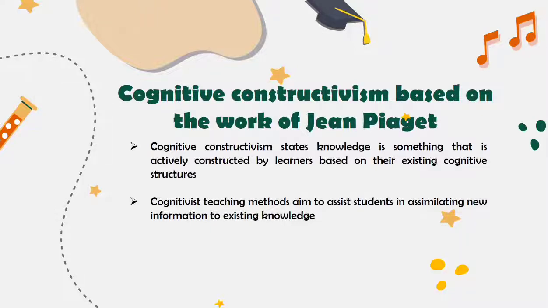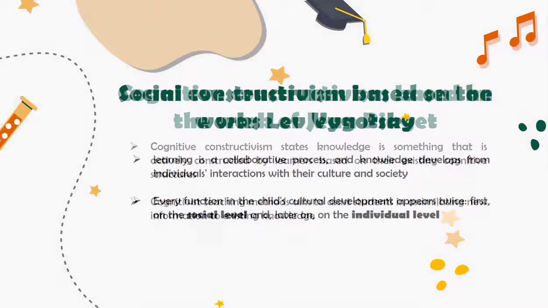It has the stages of cognitive development. Also, cognitivist teaching methods aim to assist students in assimilating new information to existing knowledge. So it enables them to make the appropriate modifications to their existing intellectual framework to accommodate that information.